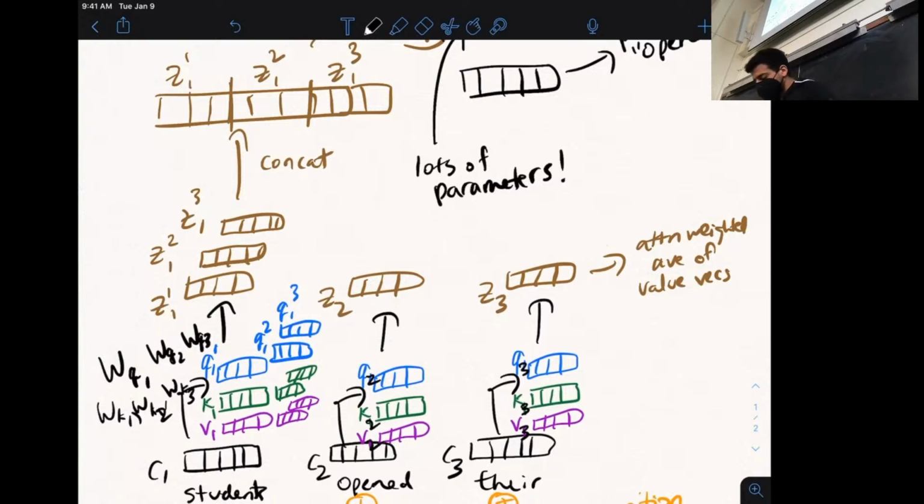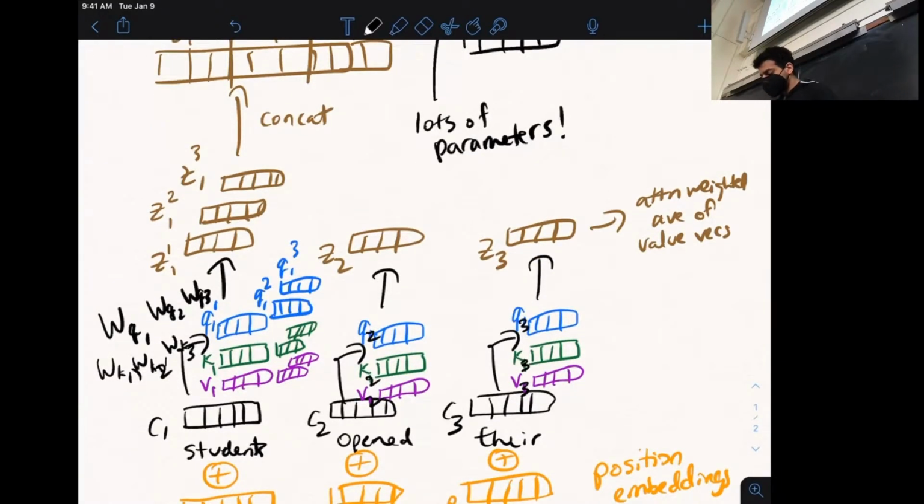Okay, let's do an example. The question is, even if we don't have position embeddings, don't these dot products somehow account for the position? So let's take a look at Q3. Let's say I want to compute the attention scores for Q3. What I'm computing is Q3 K3, Q3 K2, Q3 K1, right?